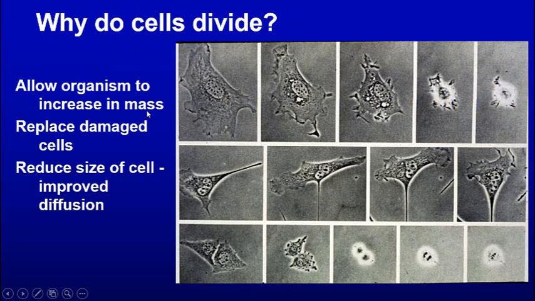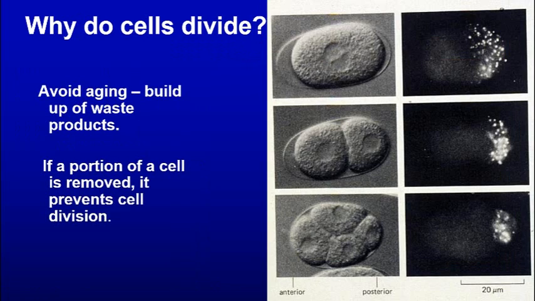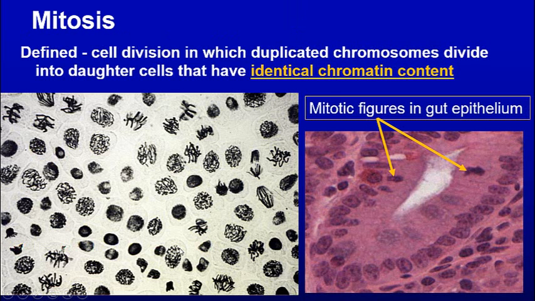Now, why do cells divide? They want to increase their mass, to reduce the damaged cell, and to reduce the size of cells to increase diffusion. If you have a small cell, you could increase the diffusion by not having the source of nutrients or oxygen far away from the center of the cell. Also, to avoid aging, to build up waste, and here you can see where cells are dividing and waste is isolated to a certain cell, and you can get rid of that cell to prevent that.